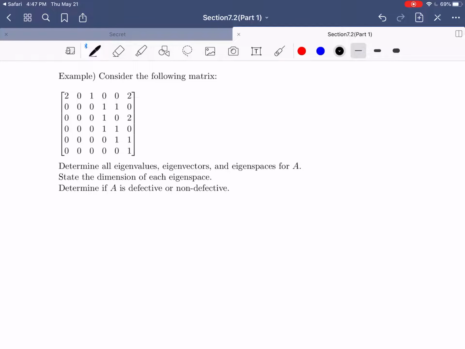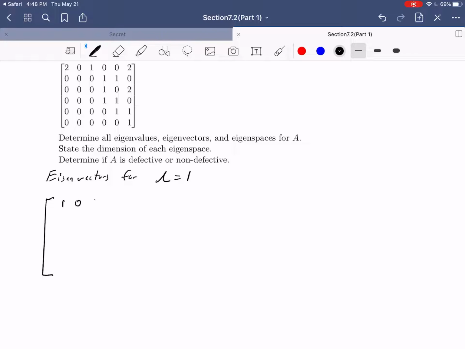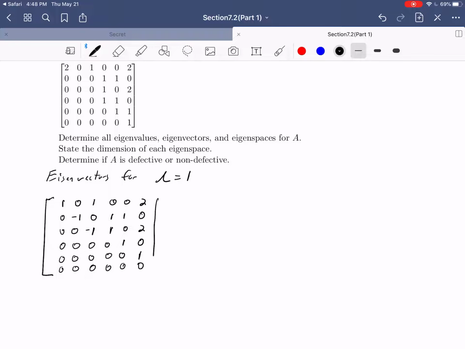So now, eigenvectors for lambda equals 1. We'll subtract 1 off the diagonal and then augment with the 0 vector. So 1, 0, 1, 0, 0, 2, 0, minus 1, 0, 1, 1, 0, 0, 0, minus 1, 1, 0, 2, then 0, 0, 0, 0, 1, 0, 0, 0, 0, 0, 0, 1, and then 0, 0, 0, 0, 0, 0. And then augment with 0, 0, 0, 0, 0, 0.